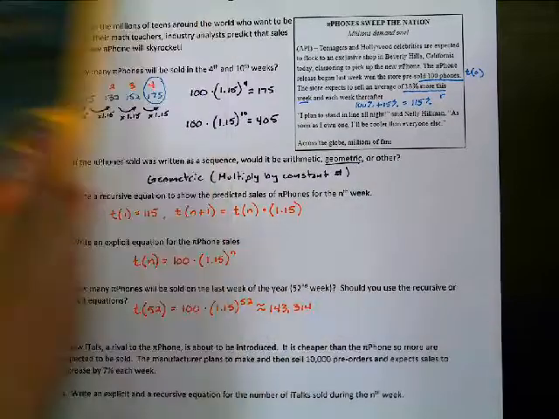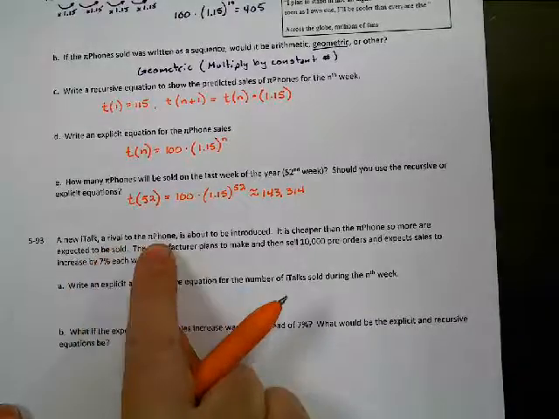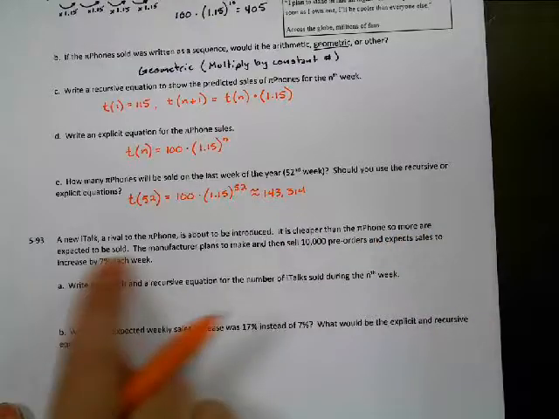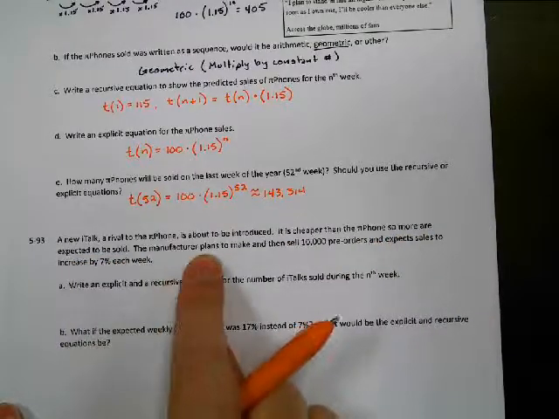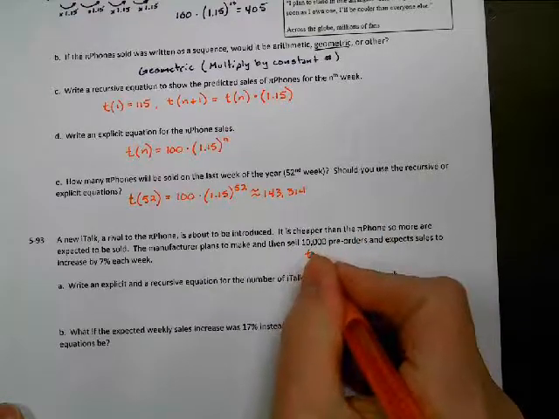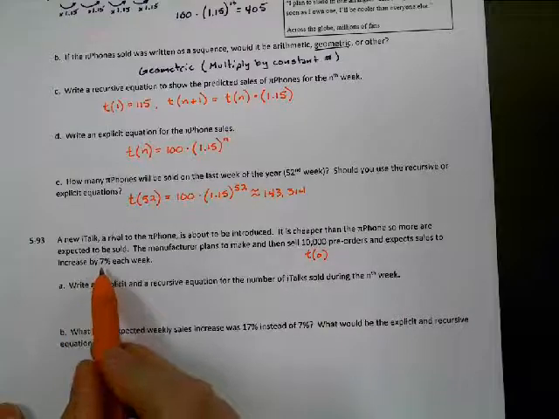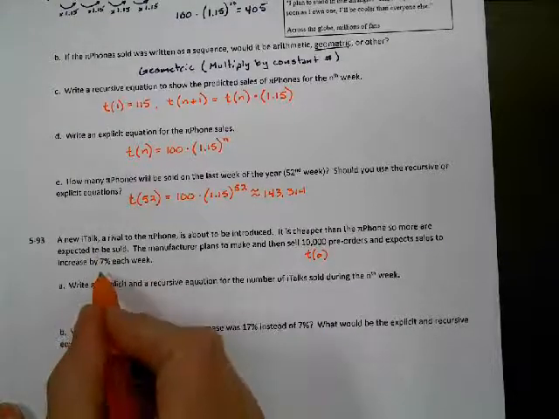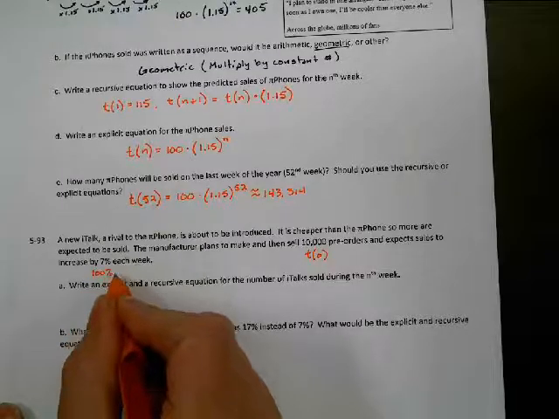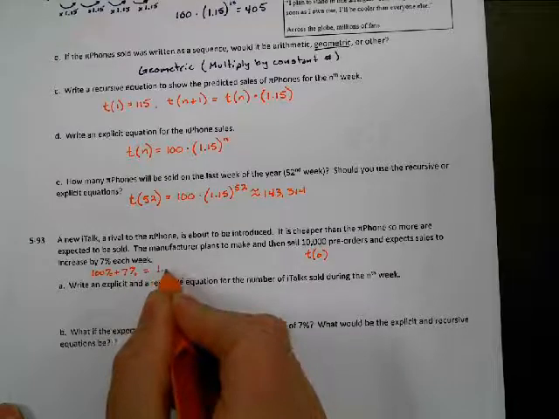All right, a new iTalk, a rival to the Pi phone, is about to be introduced. It is cheaper than the Pi phone, so there are more expected to be sold. The manufacturer plans to make them and sell 10,000 pre-orders, that's T of zero, and expects the sales to increase by 7% each week. Remember, we're going to sell 100% plus 7% more. So this would be 1.07 as my multiplier.